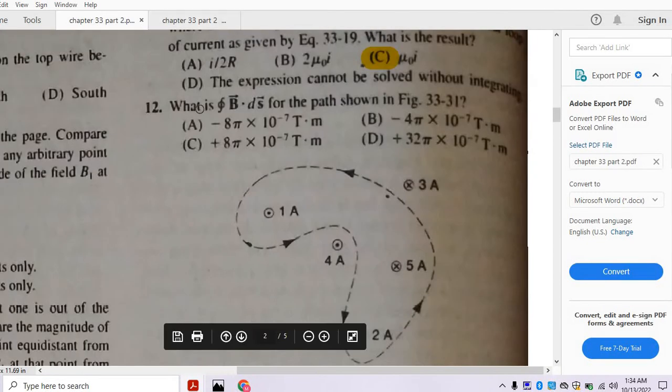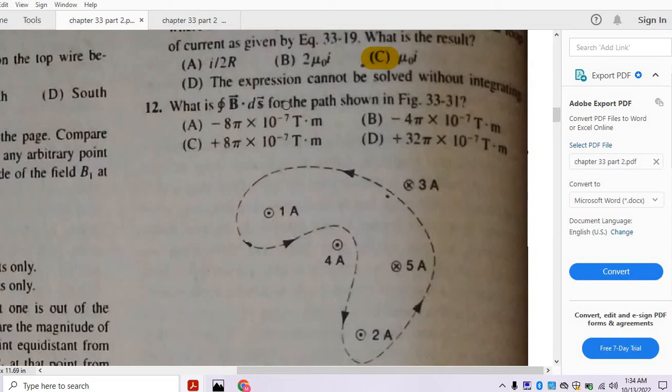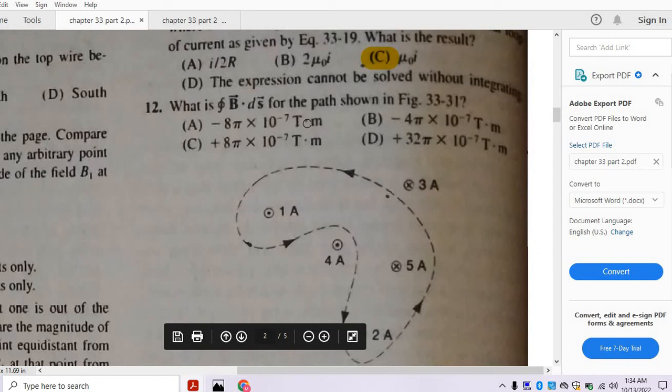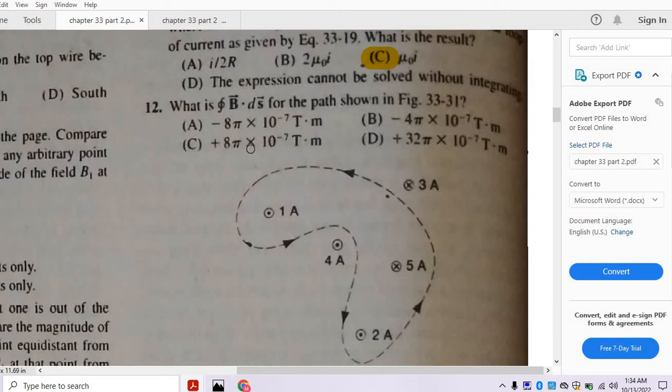Question number 12: what is the closed integral of B dot ds for the path shown in the figure? The options are minus 8 pi times 10 raised to power minus 7 Tesla meter, minus 4 pi times 10 raised to power minus 7 Tesla meter, 8 pi times 10 raised to power minus 7 Tesla meter, and plus 32 pi times 10 raised to power minus 7 Tesla meter.